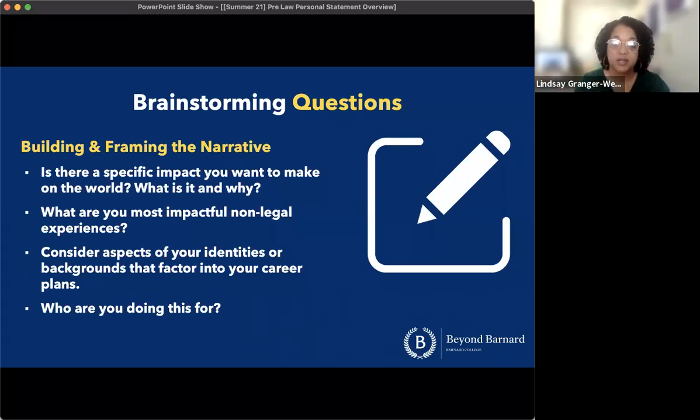Consider also aspects of your identities or background that have factored into this career choice. That may tread into diversity statement territory if it's not completely focused on the study and practice of law. But last cycle, for example, a lot of people, given the general unrest, were very interested in going to law school as a way to make the criminal justice system work for their own communities. That's one thing you can tie into a personal statement, without taking away from a diversity statement, if that makes sense.